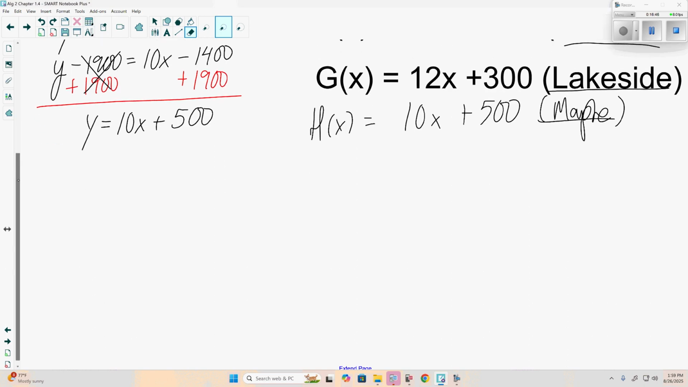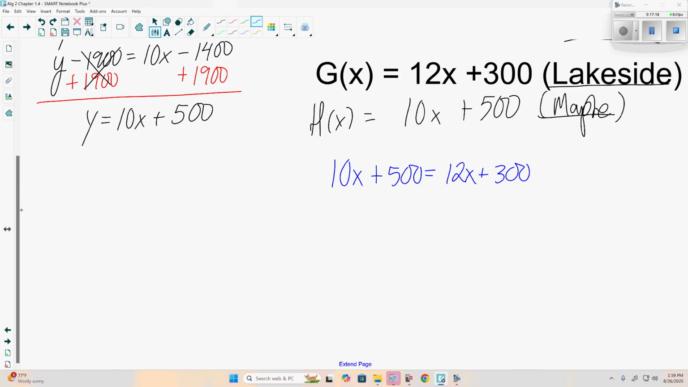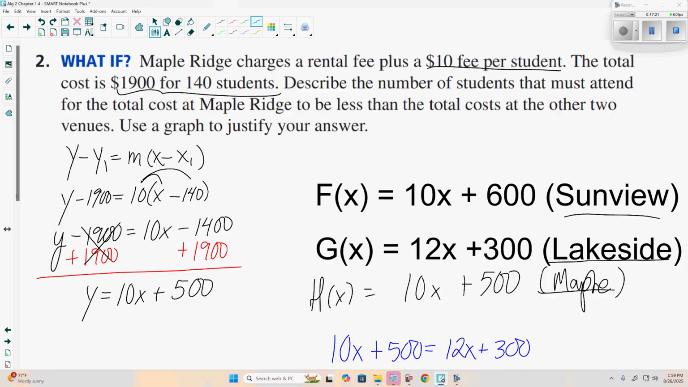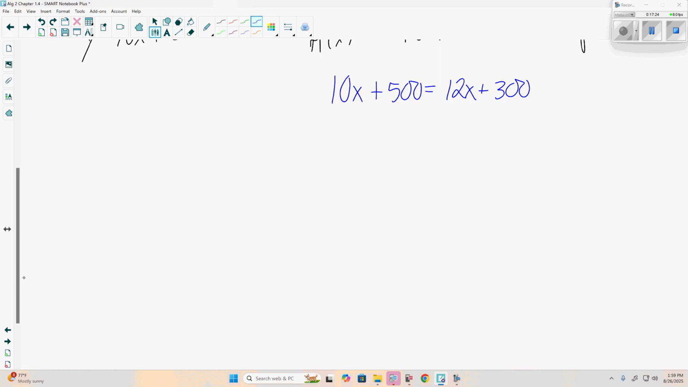Well, to find out when they're cheaper, it'd be helpful to know when they cost the same amount. Because if we know the point when they're going to be the same cost, we can know from there when it's going to be cheaper. Now at 0 students, Maple is going to be more expensive because the starting amount, the plus 500, is more than the plus 300. Now, just like we did on the previous problem, we just have to solve for x.